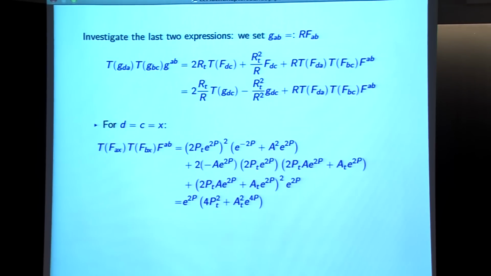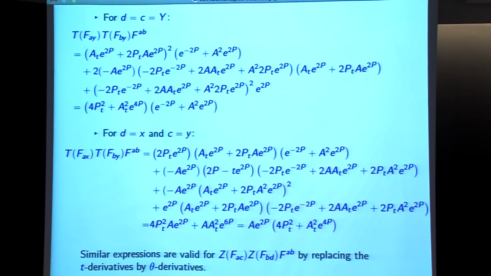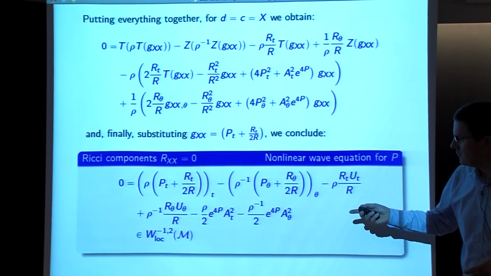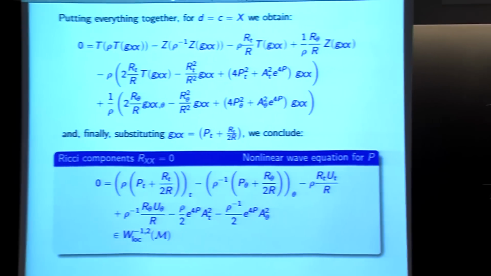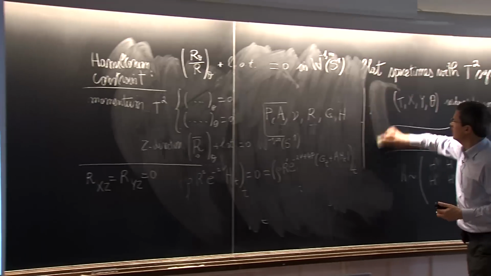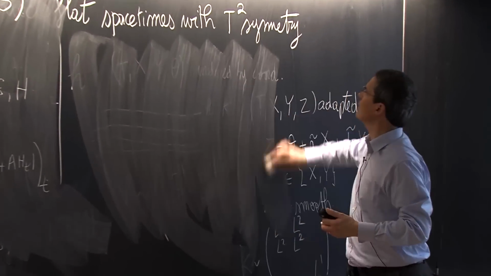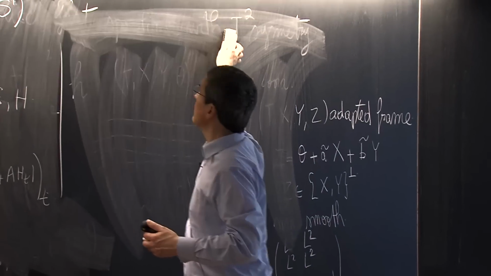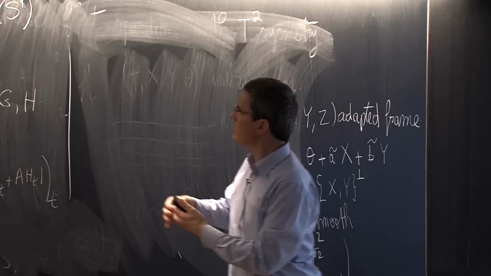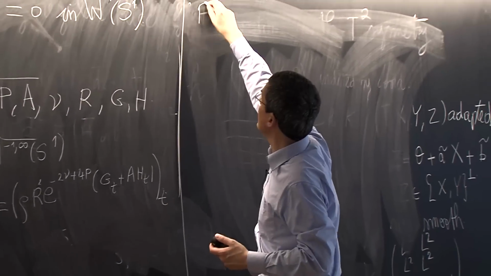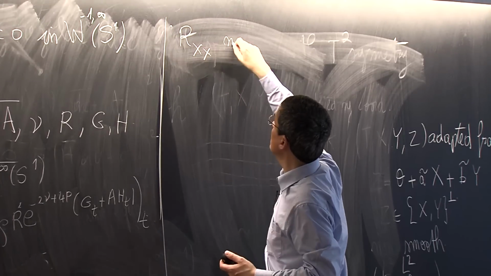It takes a little bit of work, but in the end, that's what you are getting. So the xx component is given by that, and this is one of the main equations. Actually, if you want to think in terms of gravitational waves, for instance, it would be driven by this equation. This equation that we are getting now is second order. It corresponds to the component Rxx. It's a nonlinear wave equation for P.